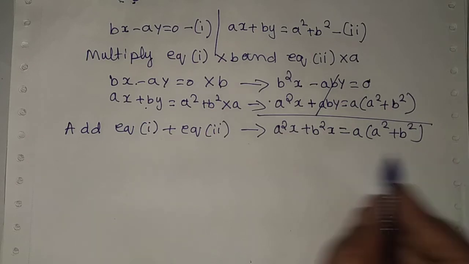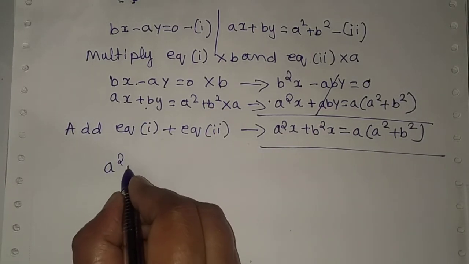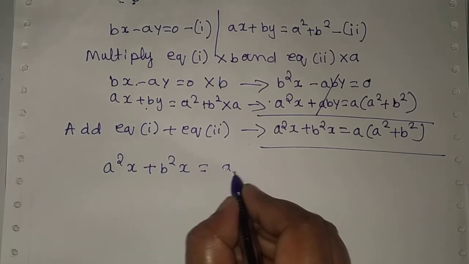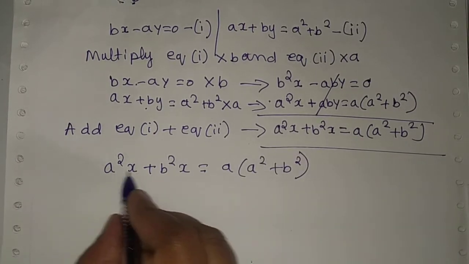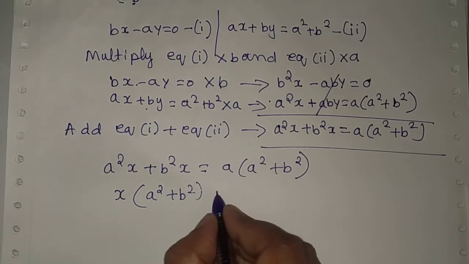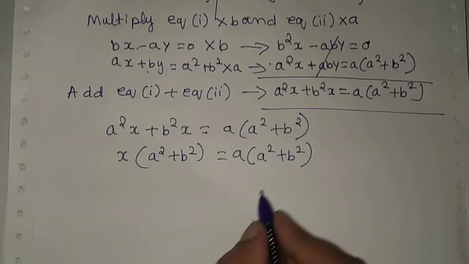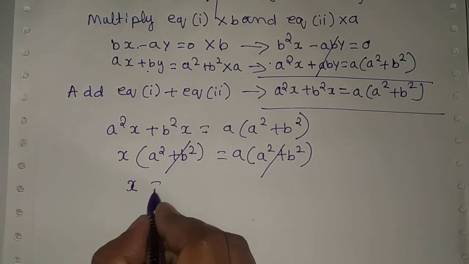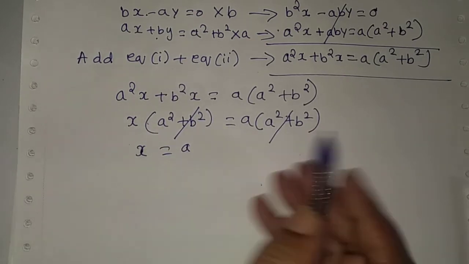So next step is, after adding this, we have to simplify this. Write down the equation a square x plus b square x is equal to a into a square plus b square. Now here take x common outside, then write a square plus b square is equal to a into a square plus b square. Therefore cancel these two. Therefore x is equal to a. Now we are getting this cancelled, so x we get as a.